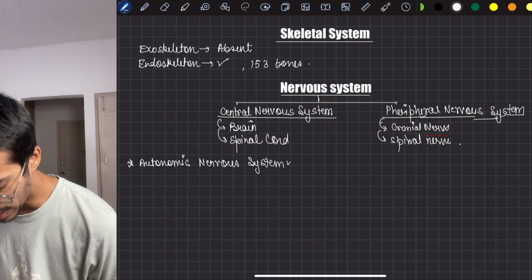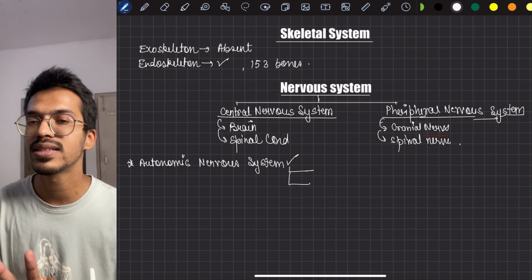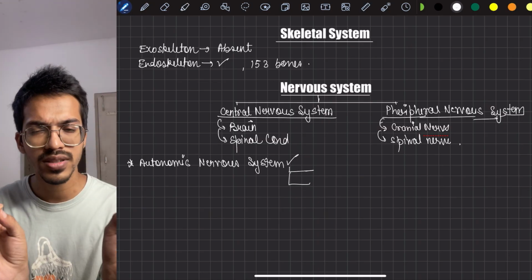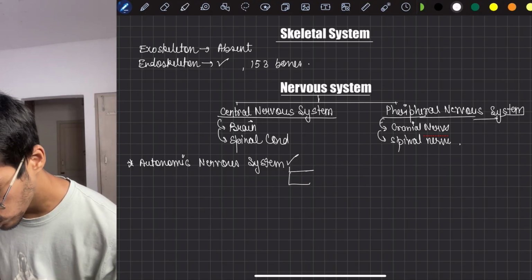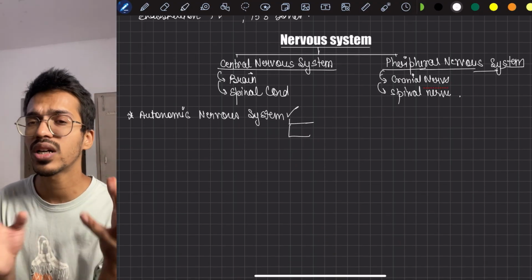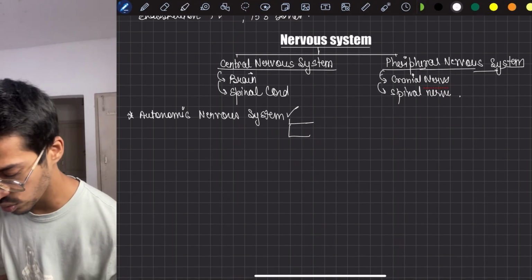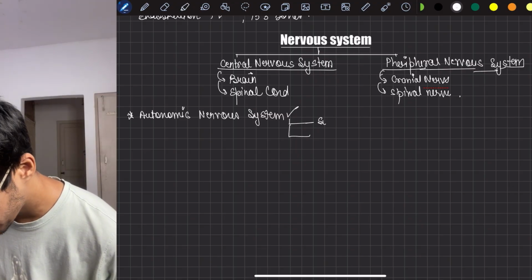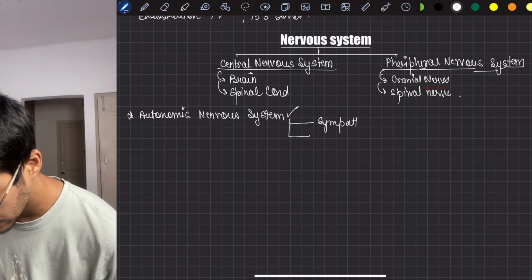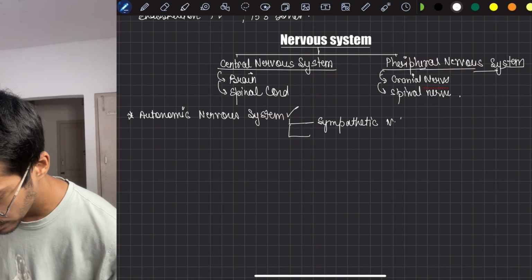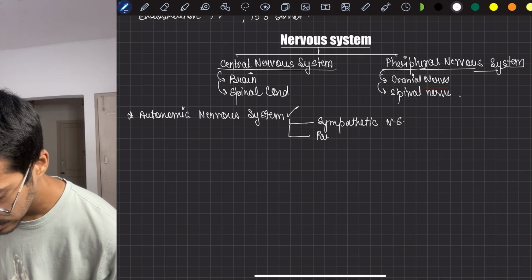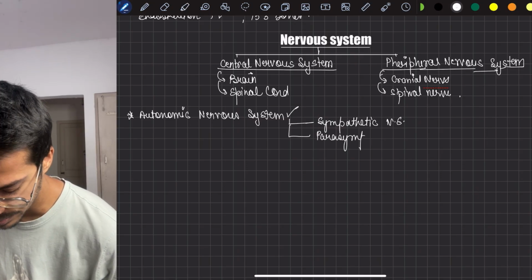Which has 2 parts, sympathetic and parasympathetic. What it is in the nervous system we will be studying. These are certain things which are connected to the skeletal or the smooth muscles. So they are the sympathetic nervous system and the parasympathetic nervous system.